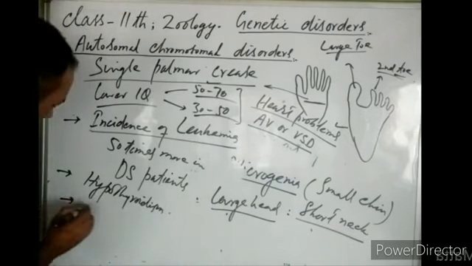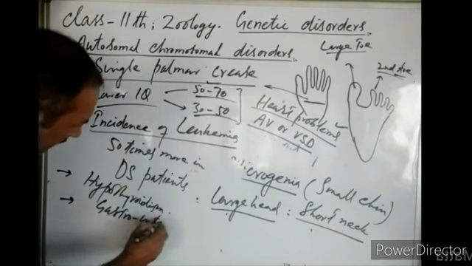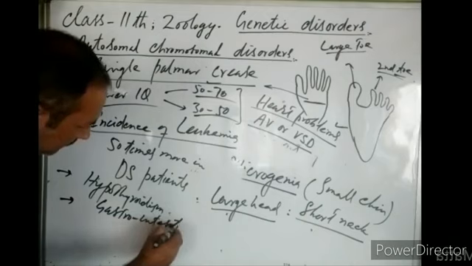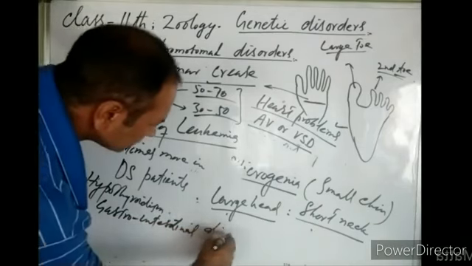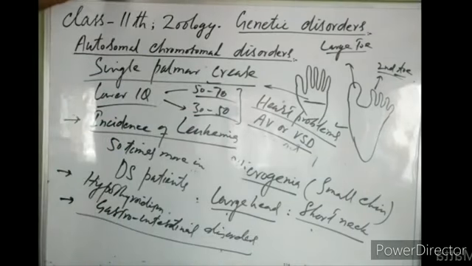They also suffer from gastrointestinal disorders. They mostly suffer from disorders of the alimentary canal. They have problems with digestion, etc. Males usually become sterile because of defects in spermatogenesis. Females also have problems in their fertility and in their menstrual cycle, right?